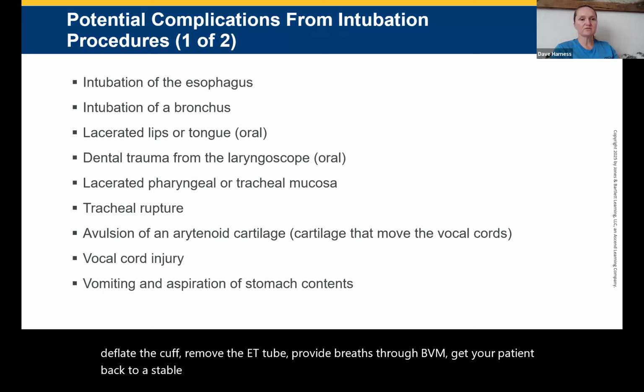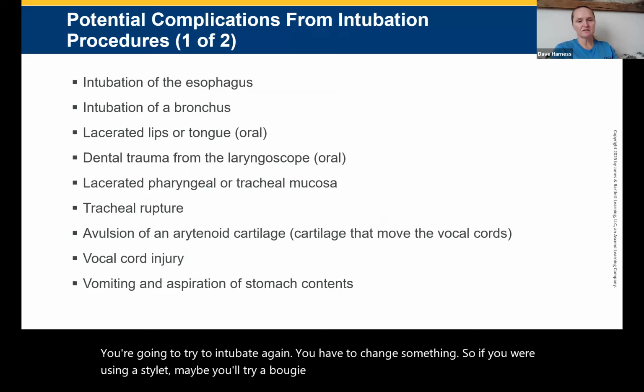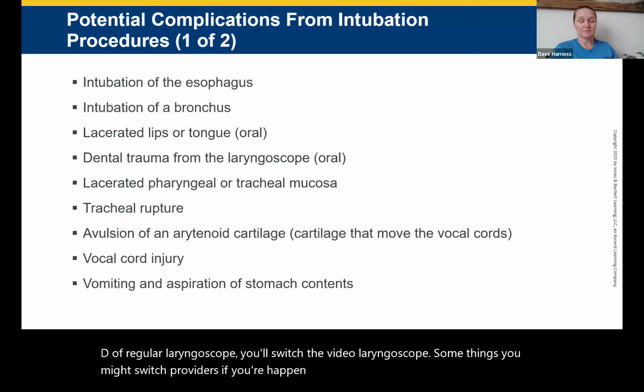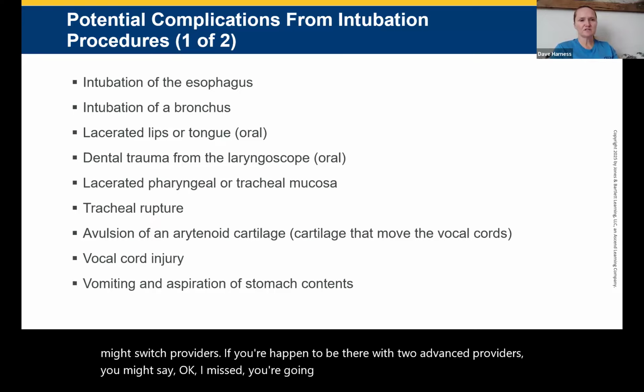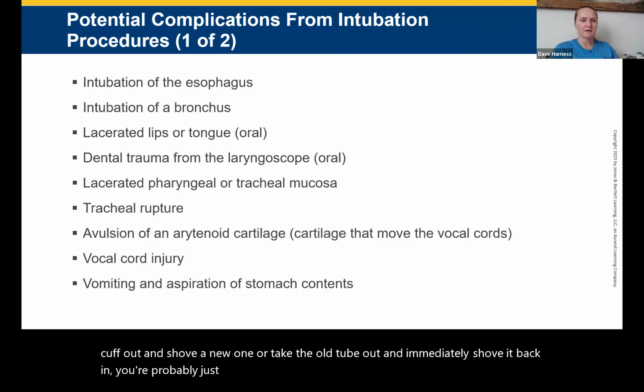While you're doing that, you need to evaluate what went wrong. You're going to try to intubate again, but you have to change something. So if you were using a stylet, maybe you'll try a bougie. If you were using a regular laryngoscope, you'll switch to the video laryngoscope. Sometimes you might switch providers. If you happen to be there with 2 advanced providers, you might say, okay, I missed, you're going to try next. Because if you just take the old tube out and immediately shove it back in, you're probably just going to end up with the same result.